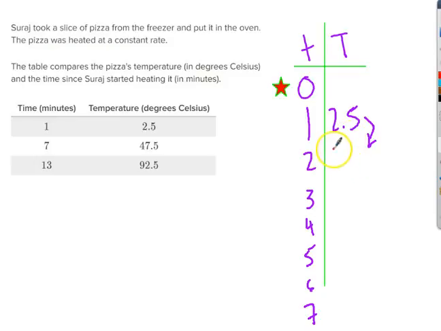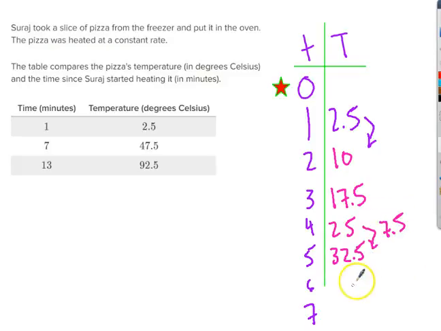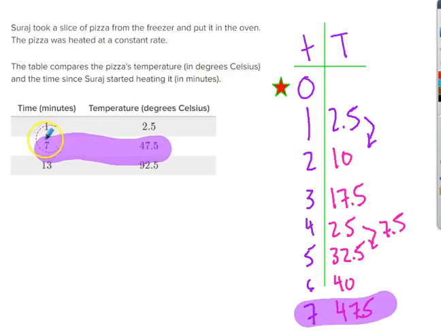So the next one's going to be 10. The next one's 17 and a half. And then 25, 32 and a half. In my head, I'm adding 7.5 every time. And then 40, 47 and a half. So if I have calculated the slope correctly, everything's going right, then I should, yeah. At 7, it was 47.5. So everything is going right. My slope was 7.5, and yes, if I increase this data table by 7.5 each time, then everything's working out.